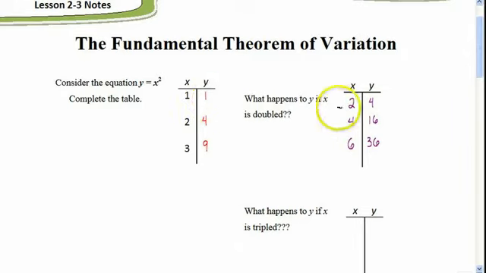When we doubled our x's, our y's went from being 1 to 4, from 4 to 16, from 9 to 36. In other words, the y is multiplied by 4. Let's look at the next one.